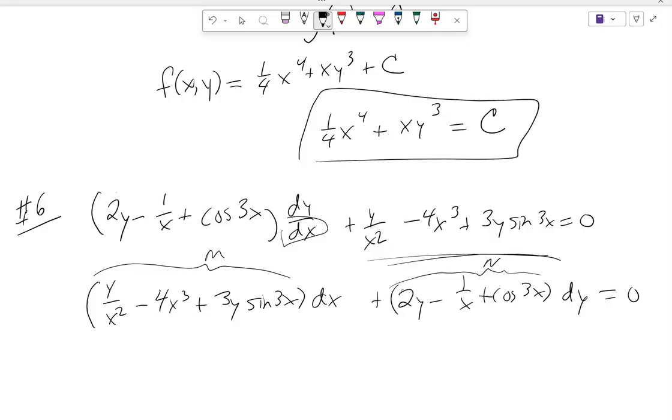What is the partial of M with respect to Y? What do we get? Good. Everybody okay with the derivatives? Now would be the time to ask if you're not okay with the derivatives. Okay. With respect to X, what do we get? They weren't very nice twos.